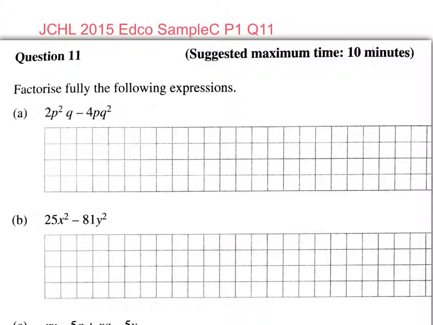Well, when you have two terms, it'll be highest common factor or it'll be difference of two squares. And actually that's what we got here. This is a straightforward highest common factor, and the second question will be difference of two squares. So we'll go through the first one.